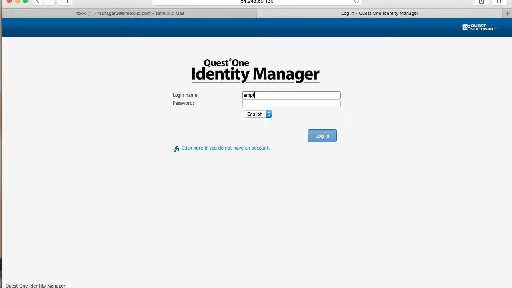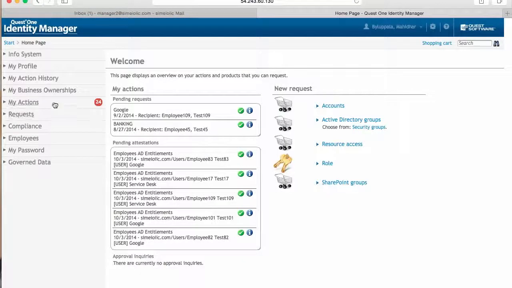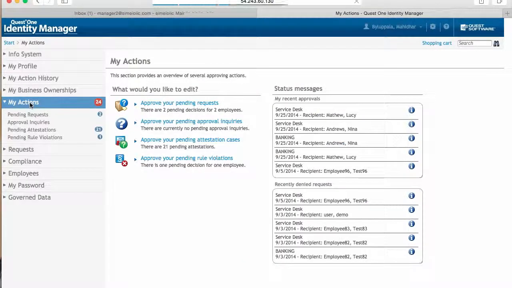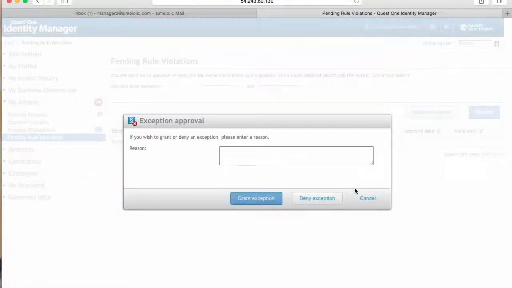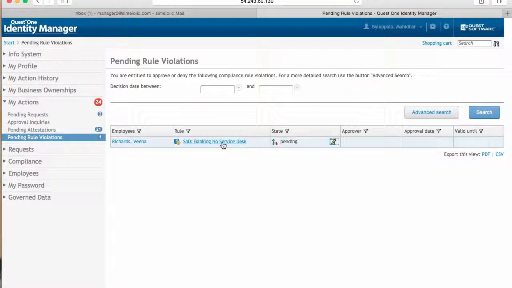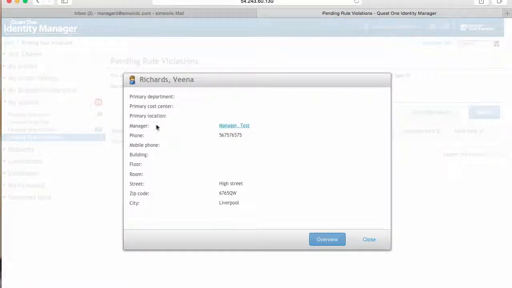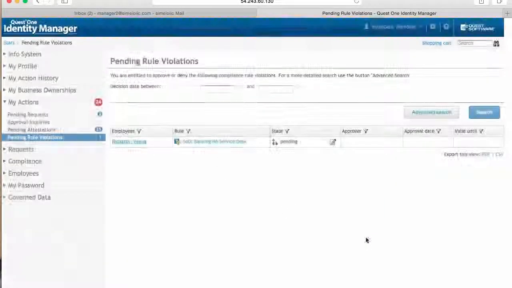So employee one is the user ID here. He logs into the system. So he goes in and he sees that there are actions that are pending for him with some violations there. And that one is the one from Veena, which we just raised the request for. And when you go in, he will look at who the person is, who the individual is, what is the specific rule or SOD policy that's being violated, and also be able to see more details about who this person is, where they're located, who the person's manager is, and so on.